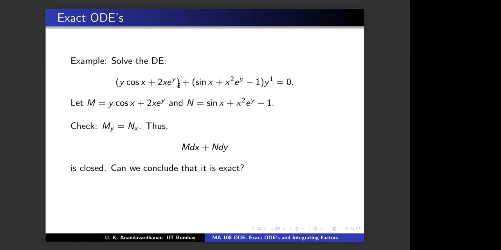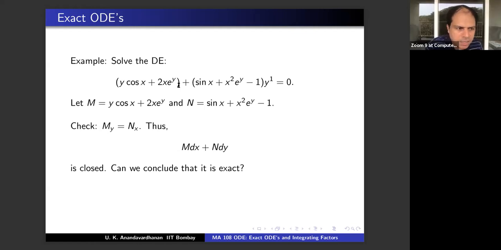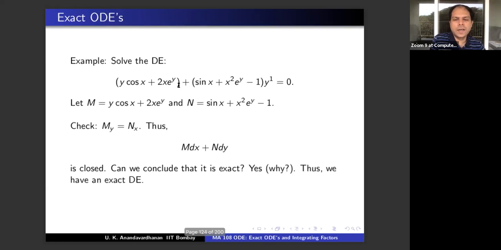Convex, or another, simply connected. Simply connected is the correct answer, because on non-convex domains also you can conclude, because it will be simply connected. Okay, so we can conclude it is exact, and therefore you can solve using the method of exact equations.